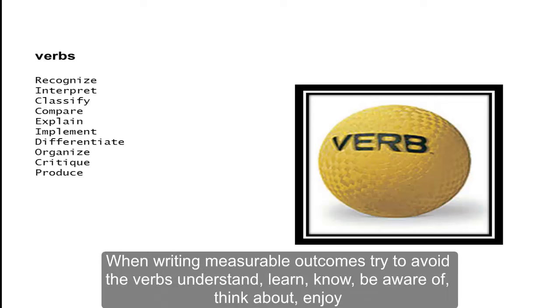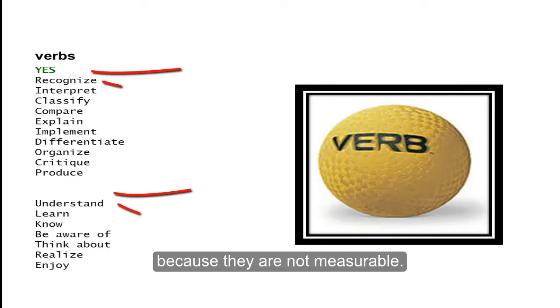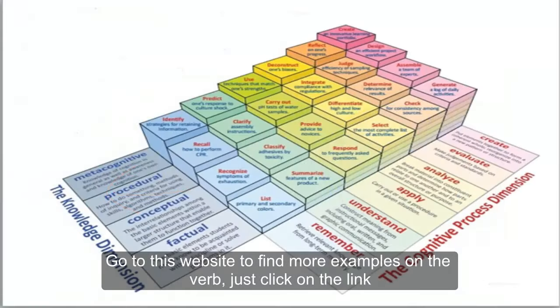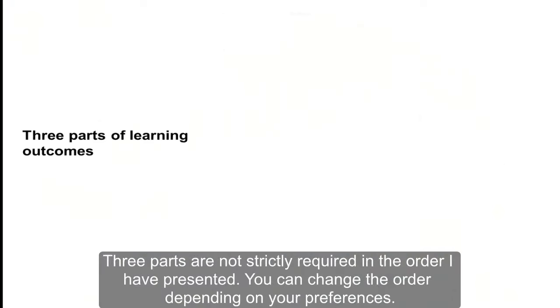When writing measurable outcomes, try to avoid the verbs understand, learn, know, be aware of, think about, realize, enjoy, because they are not measurable. Go to this website to find more examples of verbs. Just click on the link.